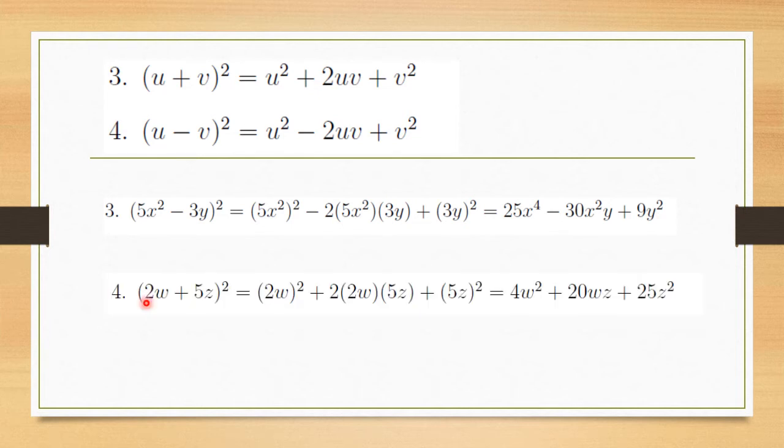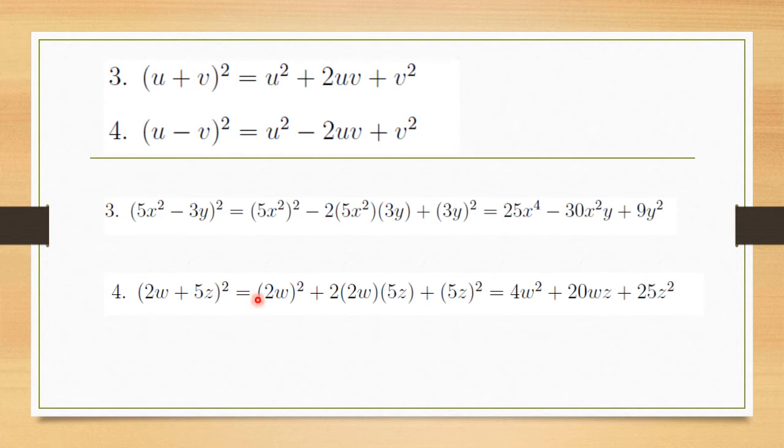Second example is of course a plus. So we follow formula number 3. That is, you have a positive middle term, plus 2uv here. So immediately consider u to be 2w and v to be 5z and proceed to substitution here.